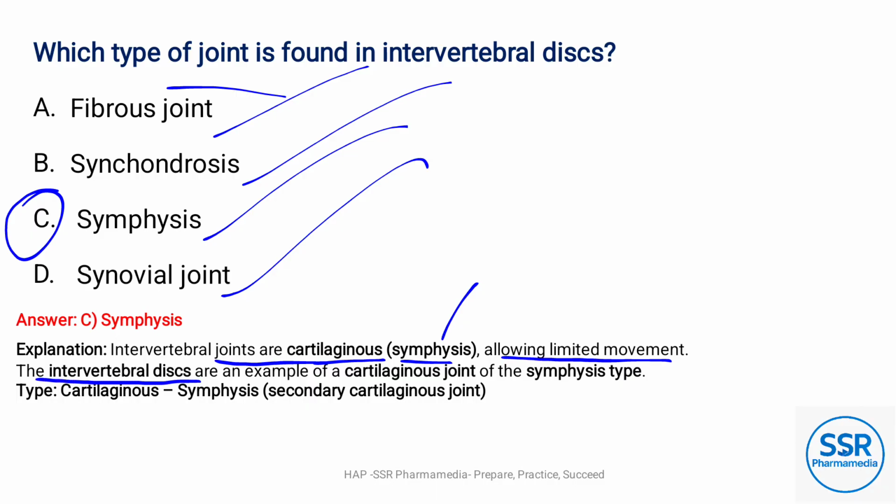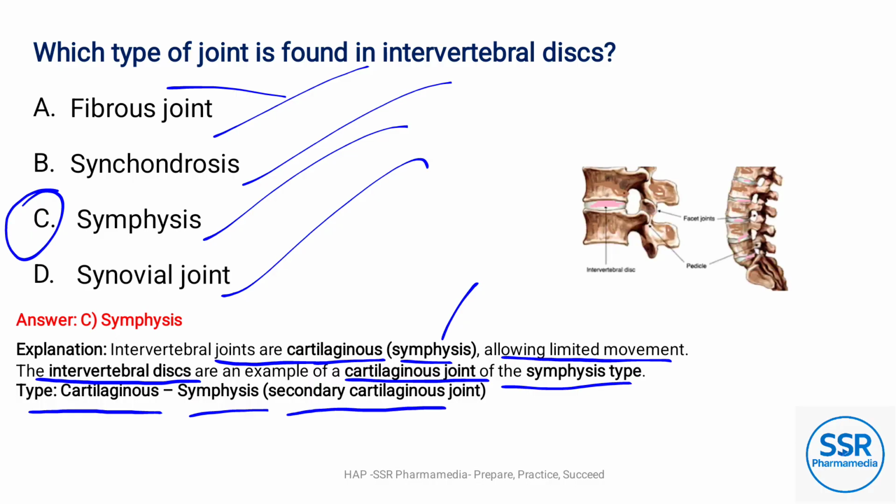The intervertebral discs are an example of a cartilaginous joint of the symphysis type. The cartilaginous type contains symphysis, a secondary cartilaginous joint. So this is the intervertebral disc joint. Slightly movable, or limited, movements are present between the vertebral joints.